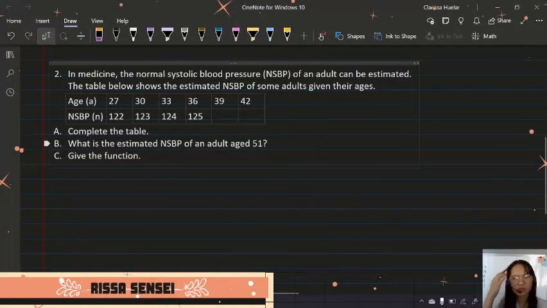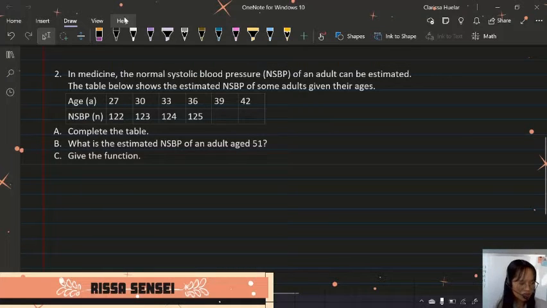Number 2. In medicine, the normal systolic blood pressure of an adult can be estimated. So, dalawa kasi yan. So, it's systolic ang tawag kapag kumukuha ng BP, ng blood pressure, diba? May high blood, may low blood.